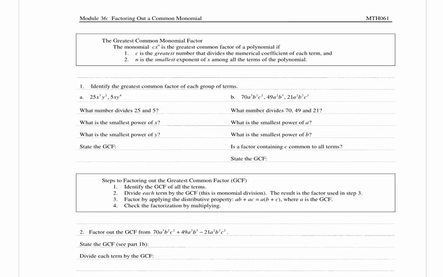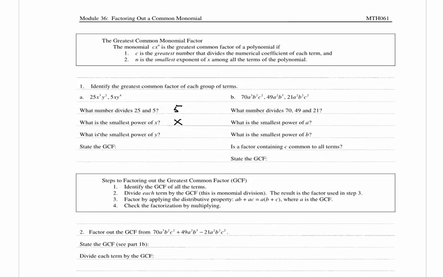In 1, it says identify the greatest common factor for each group of terms. In A, we have two terms. One of them is 25x cubed y squared, and one is 5x y to the fourth. And they want to know what number divides 25 and 5. And that number is going to be 5. And then they want to know what is the smallest power of x. Well, if we look at our two terms, we have an x cubed and an x. So one factor of x is the smallest power of x.